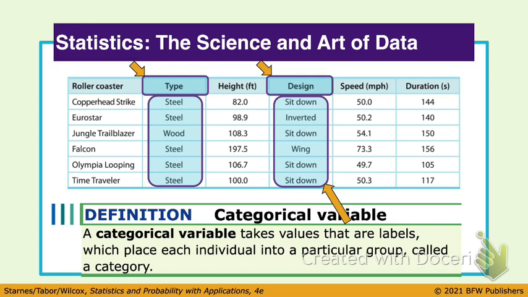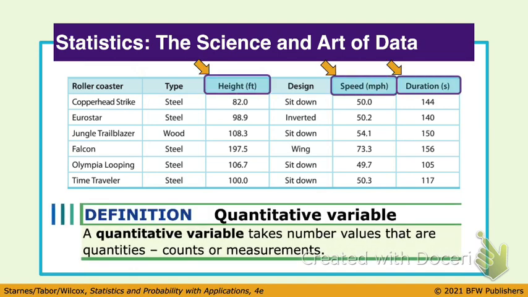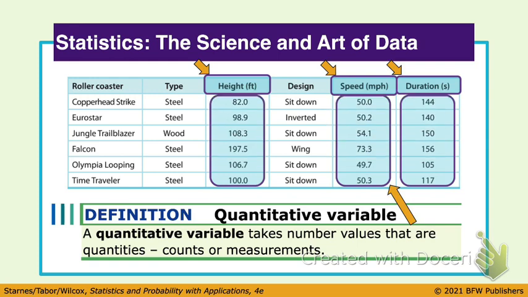The other type is quantitative. What does quantitative sound like? A quantity. Very good. So a quantitative variable is going to be a variable that takes on a number value. And the reason is because we've either counted or measured something. Okay, usually it's a measurement. So height, we have measured how high the roller coaster is, and we've given it a value, a quantity. Speed, we've measured the speed of that roller coaster, and we've given it a quantity. Duration, we've measured how long is this coaster, and we've given it a quantity.